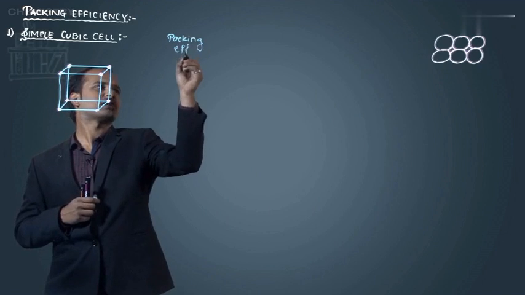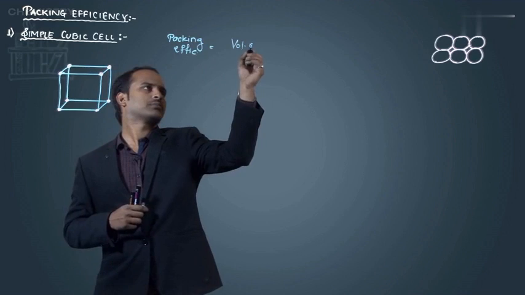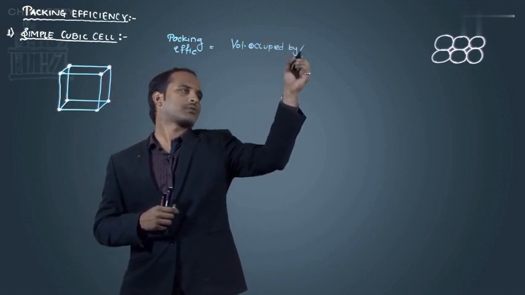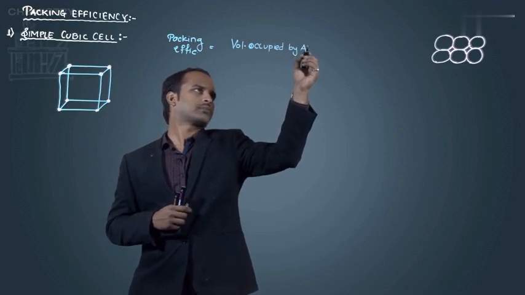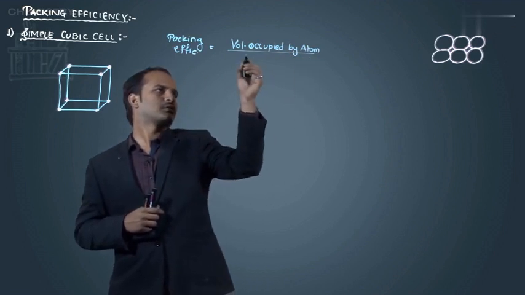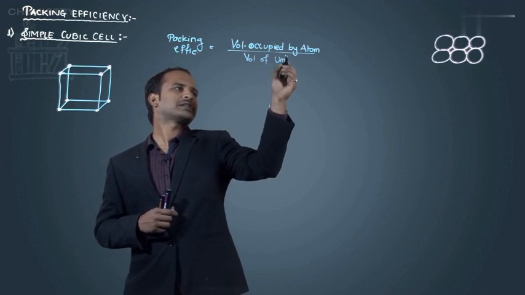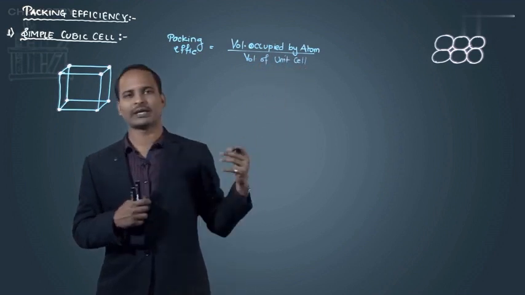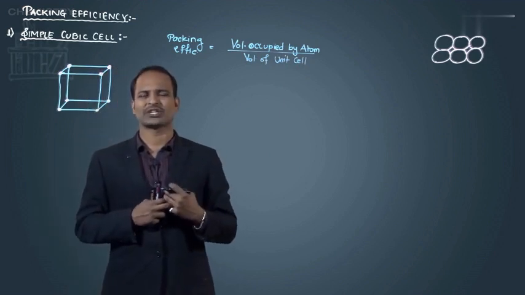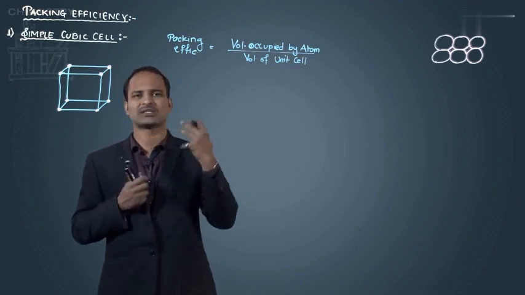packing efficiency is equal to the volume occupied by the atom upon the volume of the unit cell. And here the unit cell is nothing but the cubic cell, so it is the volume of the cube. The volume occupied by the atom, which is spherical in shape, may be an atom, a molecule or an ion, depending upon which type of solid it is. We are just considering atoms.